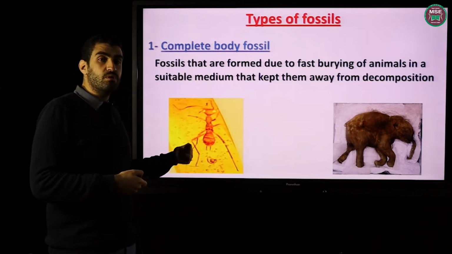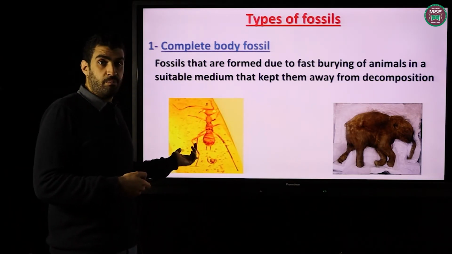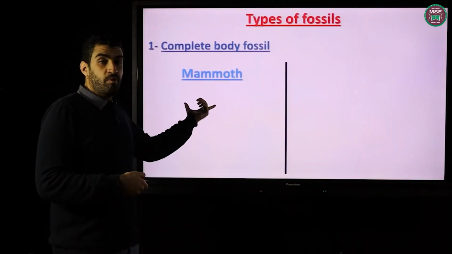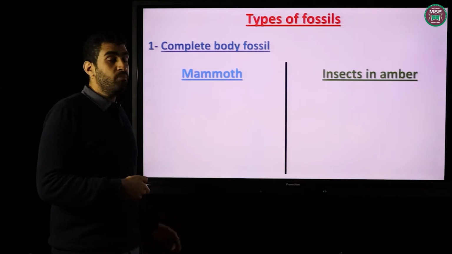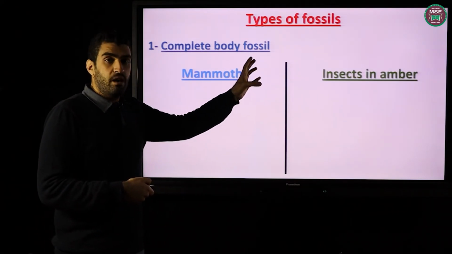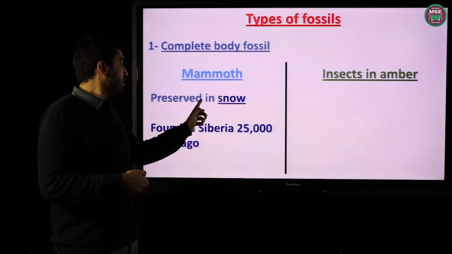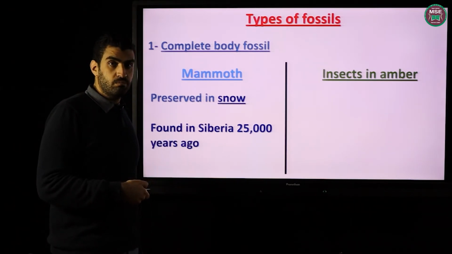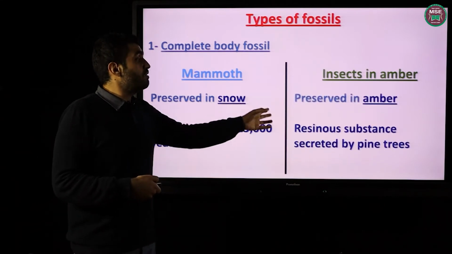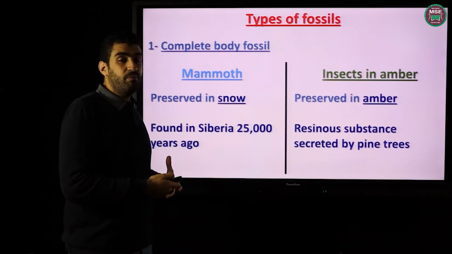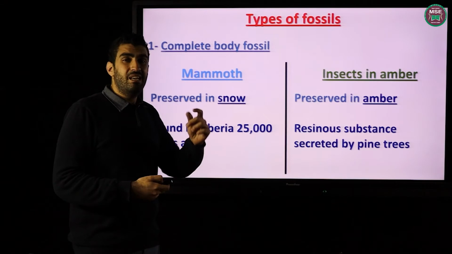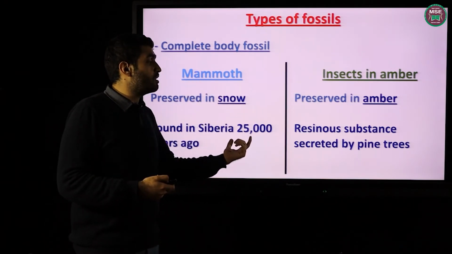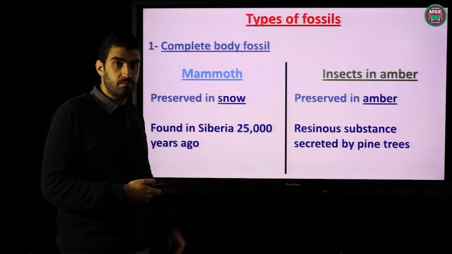And amber fossil, insects in amber. Okay? The first one, mammoth, it's found in snow. Insects are found in amber. Preserved in snow, and it's found in Siberia 25,000 years ago. Okay? Preserved in amber, and the amber means a resinous substance, liquid substance, it's a sticky substance, resinous substance secreted by pine trees.